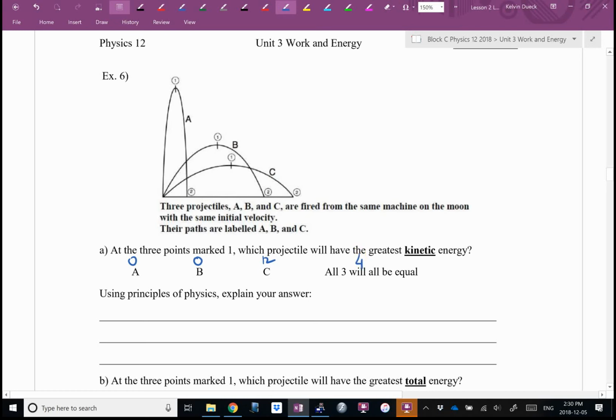Interesting. My previous block, they almost all voted for all 3 are equal. Convince me. What are you defending or attacking? Convince me.